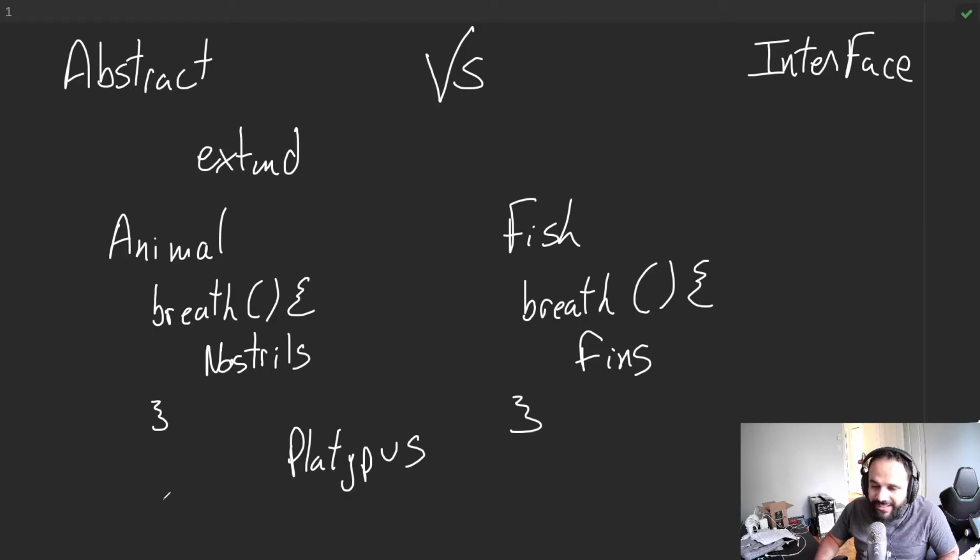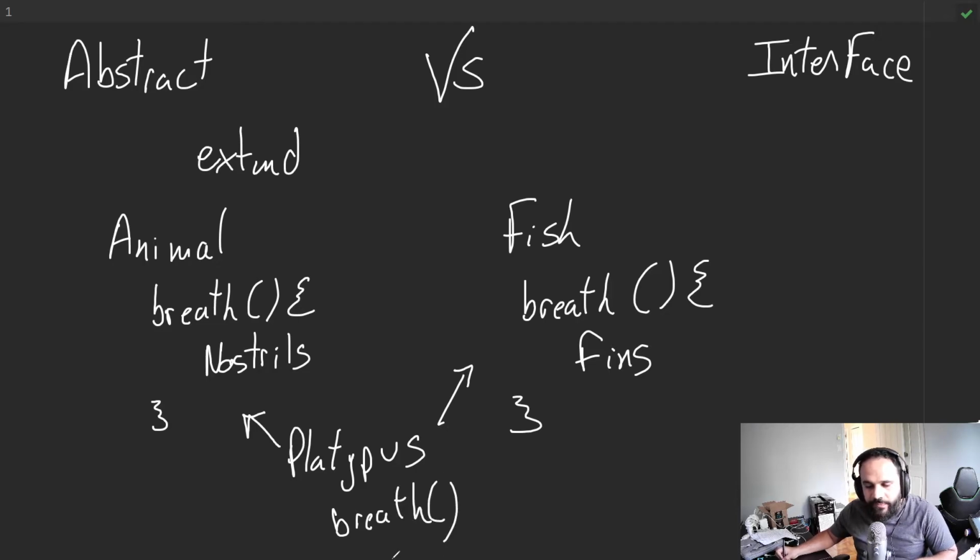So having this platypus, and we make it inherit from fish and from animal, what happens is now platypus has an inherited method called breathe. But the problem comes down to this method breathe is defined in two places. The compiler needs to know which one to execute when platypus.breathe is called. This is why you cannot inherit from two classes.